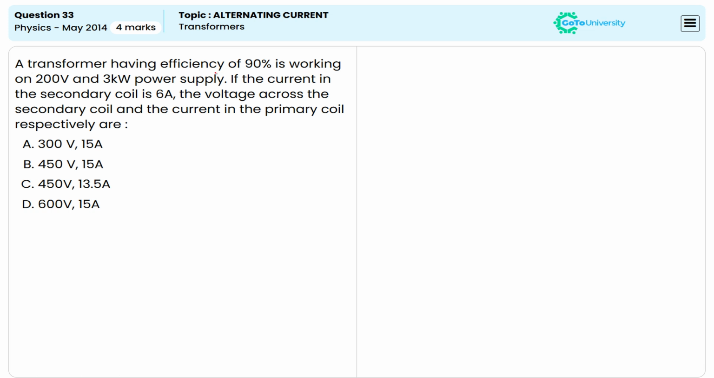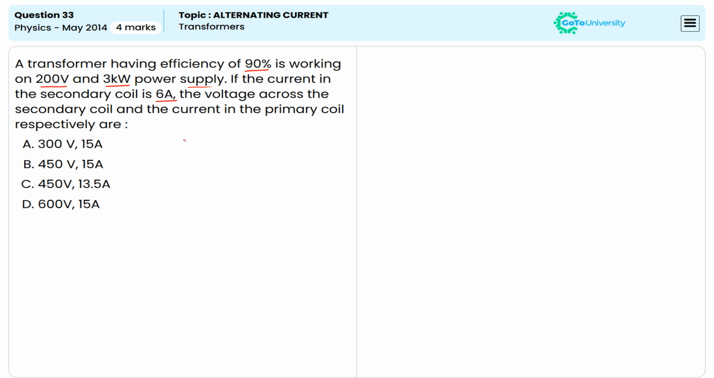A transformer having efficiency of 90% is working on a 200 volts and a 3 kilowatt power supply. If the current in the secondary coil is 6 amperes, the voltage across the secondary coil and the current in the primary coil respectively are, we need to find here.